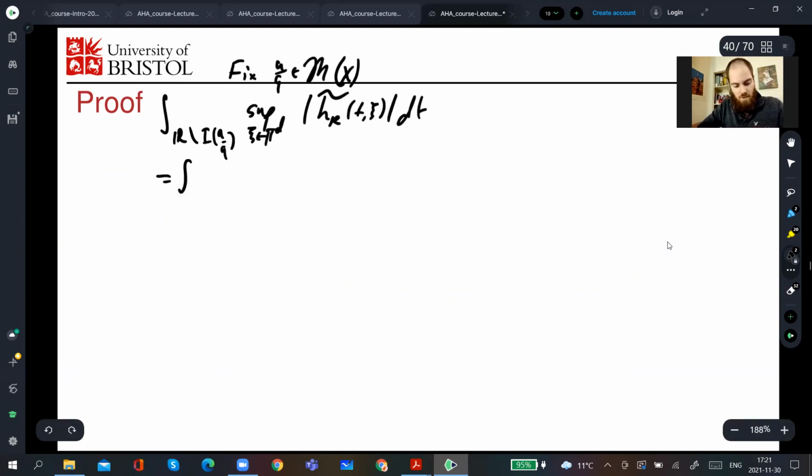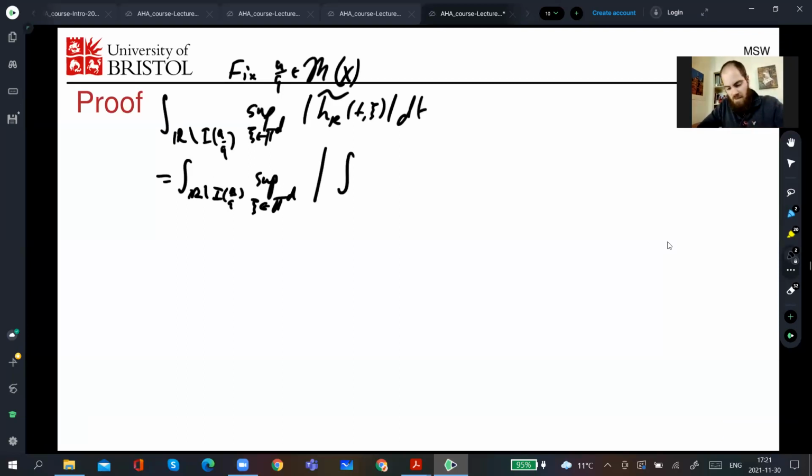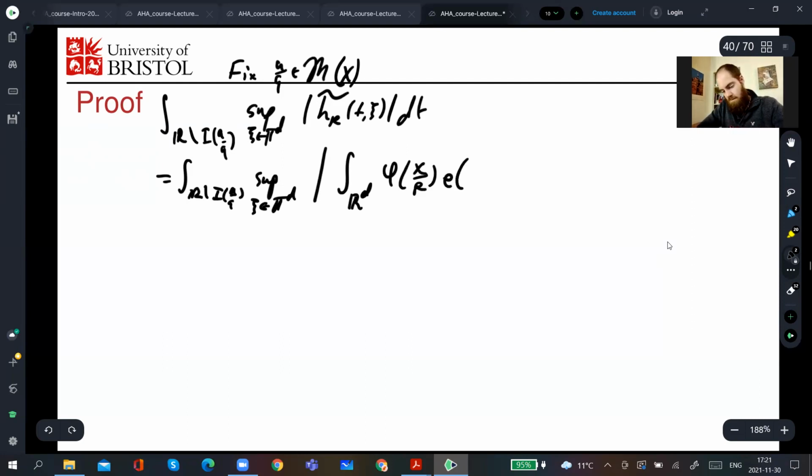This is just equal to the integral over R minus I of AQ. And then I take the sup over all the points c, absolute values of the Fourier transform written out as its own integral. So that's an integral over R^d. And now I have phi of x over R, e of x squared t plus x dot c. And that plus looks a lot like a t. Great. Absolute valued again, integral over t.